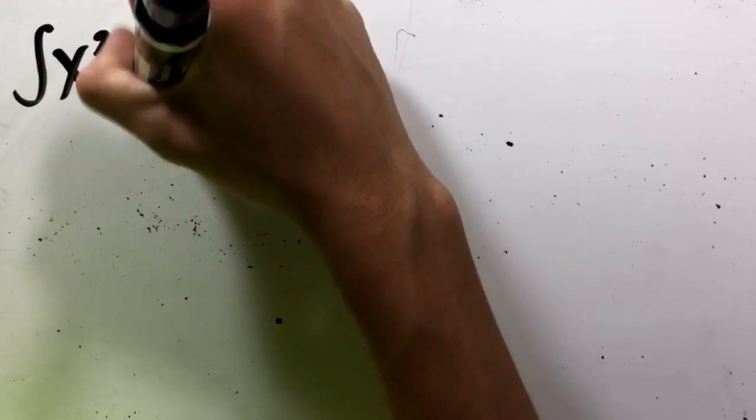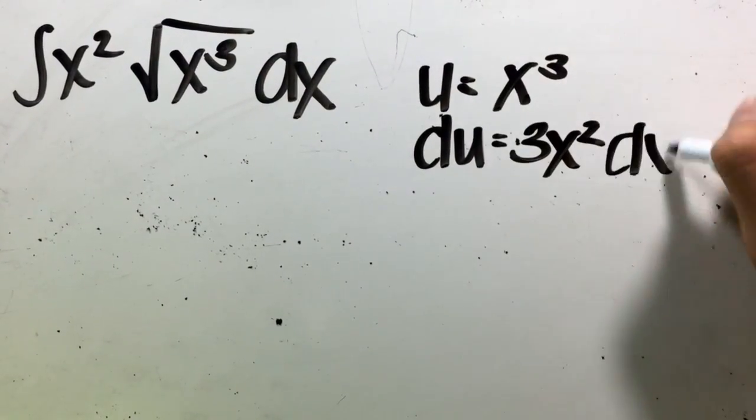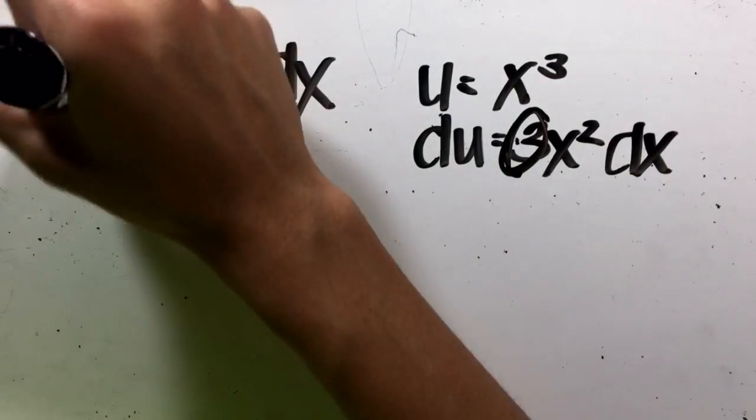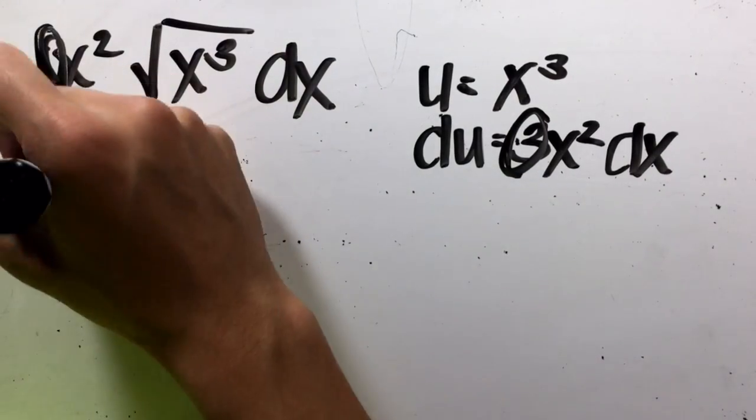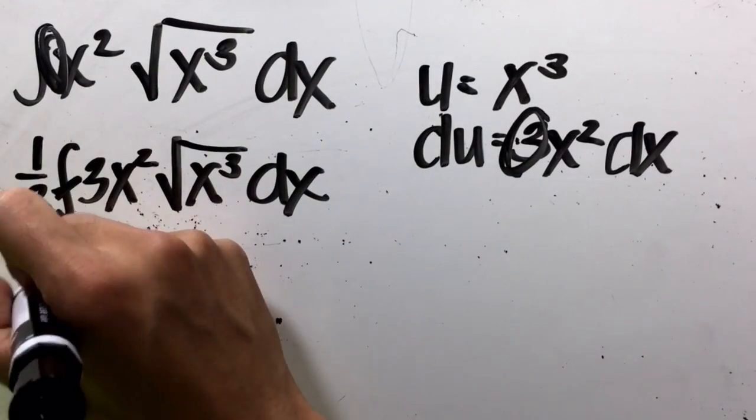Final example, we're going to have the integral of x squared times the square root of x cubed dx. We're going to use u du, and u is x cubed, du is 3x squared. We're missing a 3, so we're going to put a 1/3 in the front so that we can put a 3 inside the problem. Then it's just a normal problem.